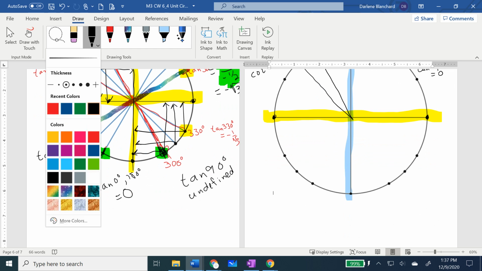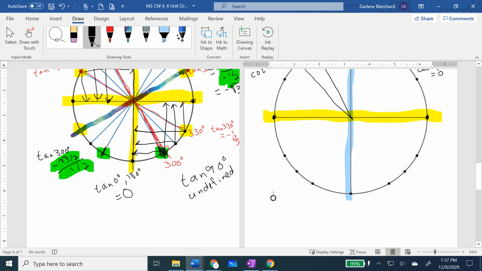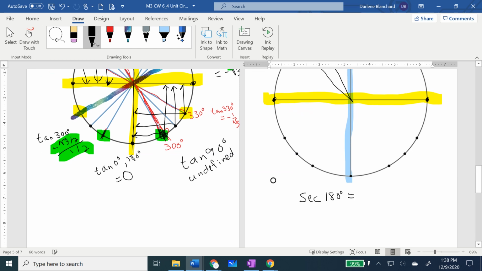So tangent and cotangent are the harder ones. If I ask you, what is the secant of 180? You actually want to look at what is the reciprocal of the cosine at 180. So if I'm over here at 180, cosine is the x-coordinate. What is the x-coordinate at 180? The x-coordinate.